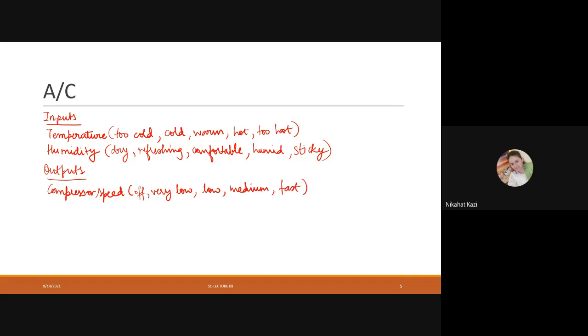I'm just giving you some examples. Logically you can write these values of the linguistic variables. Then the fan speed. On similar lines, can you tell me what the fan speed could be? The same thing, right? Very low, medium, and fast. What else?